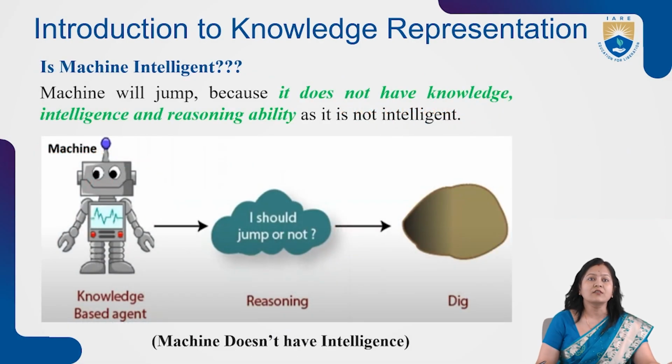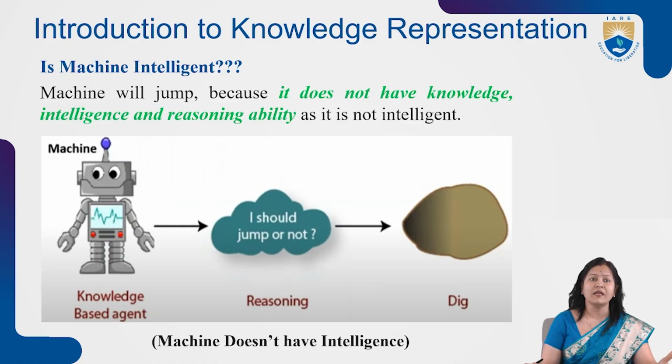Now you see here this picture. Is the machine intelligent? No, the machine is not intelligent. We know that a machine doesn't have intelligence. So if somebody gives the command to the machine that you jump into the ditch, then definitely the machine will not decide, the machine will not interpret. Directly the machine will jump and it will be broken. The machine will jump because it doesn't have the knowledge, doesn't have the intelligence, and does not have the reasoning ability, as it is not intelligent. So that is why, but that is not our goal in this area.